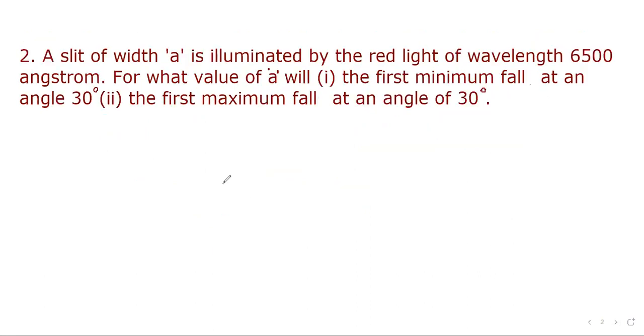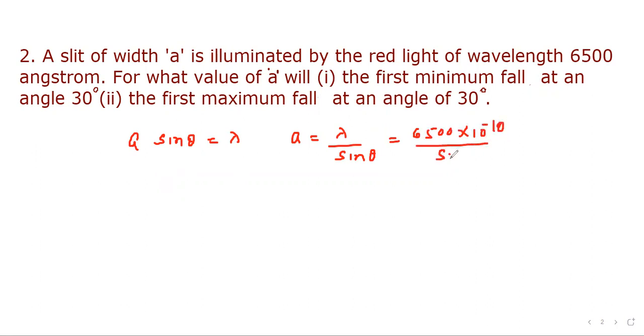Question number 2. A slit of width a is illuminated by the red light of wavelength 6500 angstrom. For what value of a will the first minimum fall at an angle of 30 degree, the first maximum fall at an angle of 30 degree. So here, for the first minimum, the condition is a sine theta equal to lambda. So we have to find out a. So it will be lambda upon sine theta. Lambda is given as 6500 angstrom divided by sine 30 degree. Sine 30 is half. So it will become 1.3 into 10 to the power minus 6 meter.